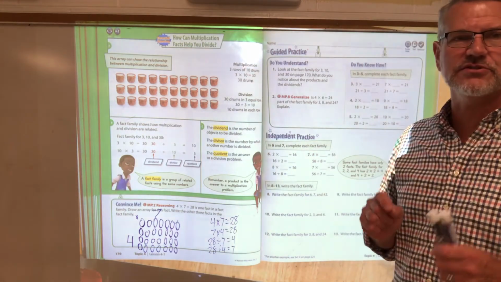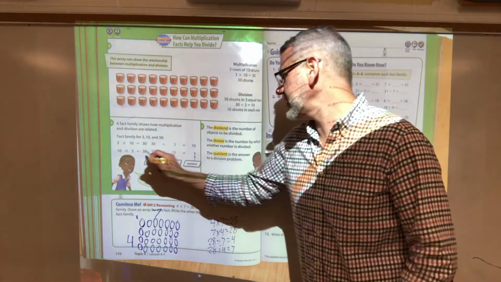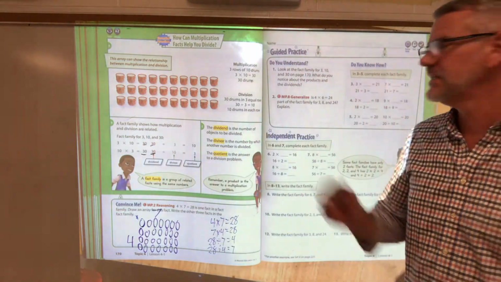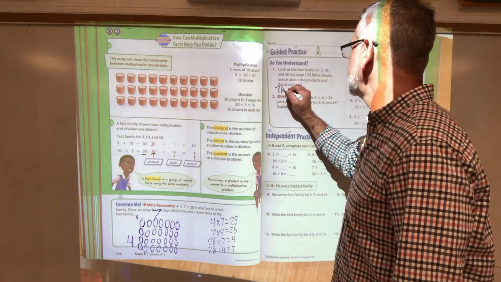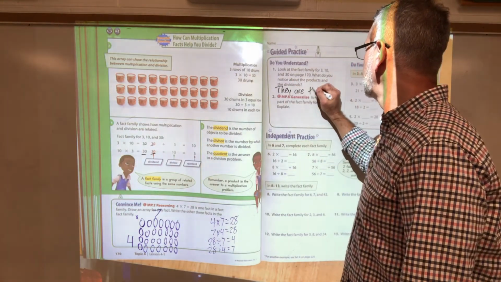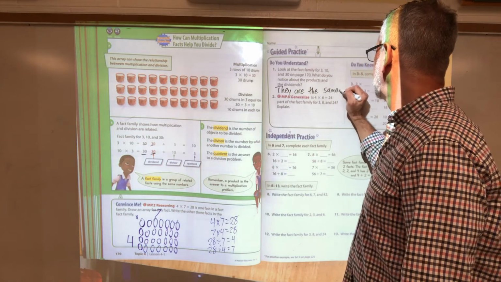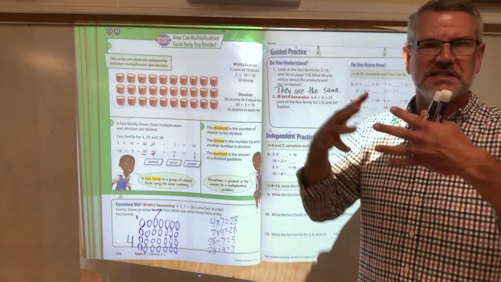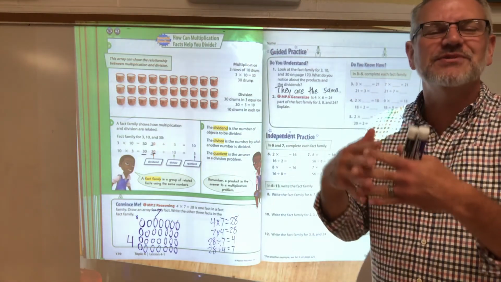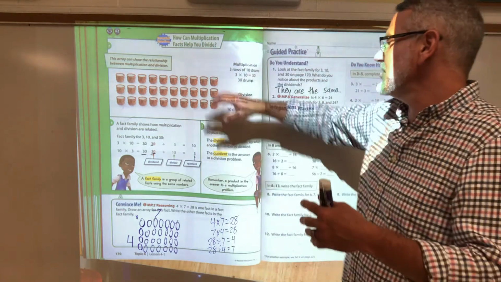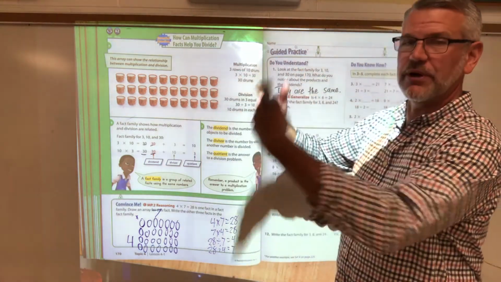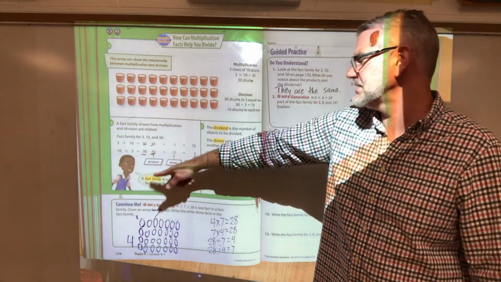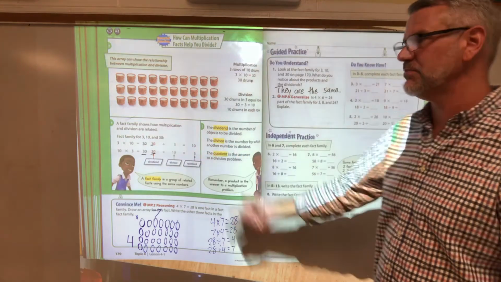The product is the answer to a multiplication problem. Here's the product. Here's the dividend. Product, dividend. What do you notice? They are the same, correct? Because the product is the answer to joining those groups together. And once those groups are joined together, that is our total group that we're going to break apart in a division problem. So what we group together is the product, and that becomes the dividend in the next problem.